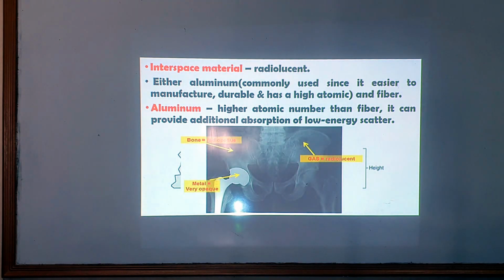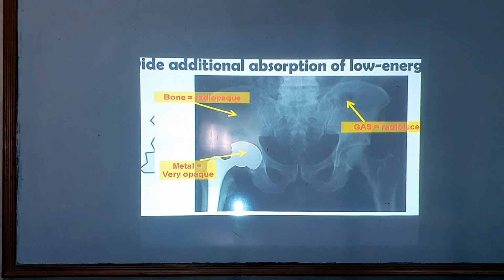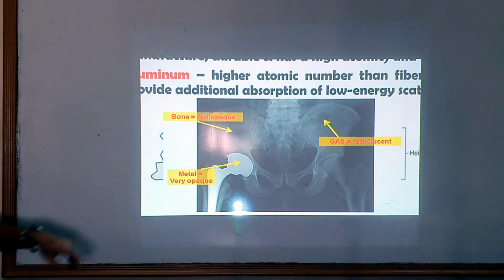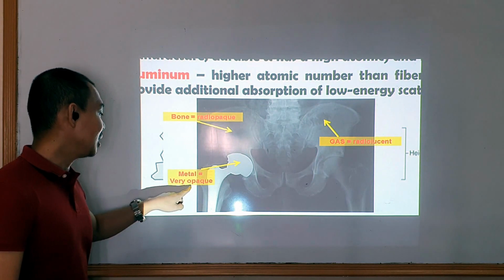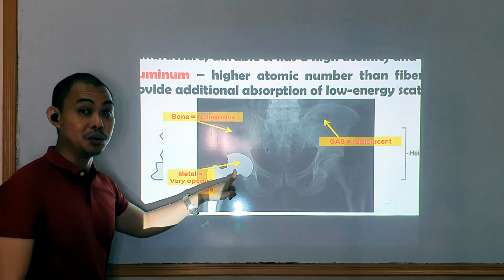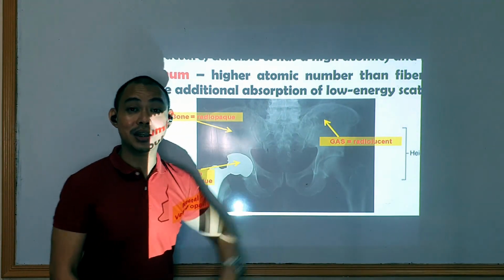So this is just a little visual to help us with radiopacity and radiolucency. Try to look at the image. Radiopaque: bone, white. Metal is very opaque, it's really white. Gas, radiolucent, it appeared dark.